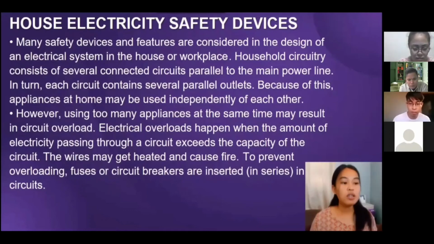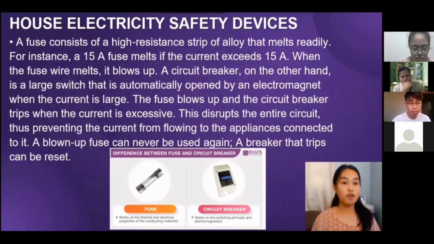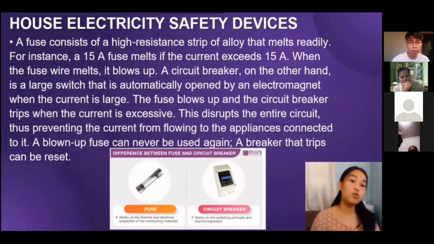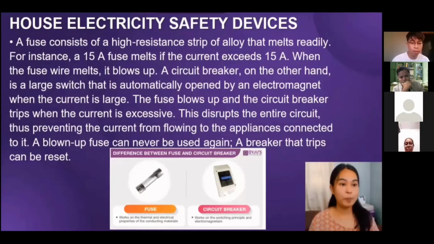To prevent overloading, fuses or circuit breakers are inserted in series in circuits. A fuse consists of a high resistance strip of an alloy that melts readily. For instance, a 15 ampere fuse melts if the current exceeds 15 amperes. When the fuse wire melts, it blows.